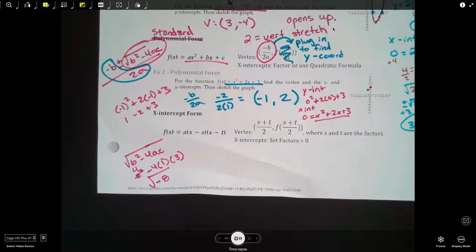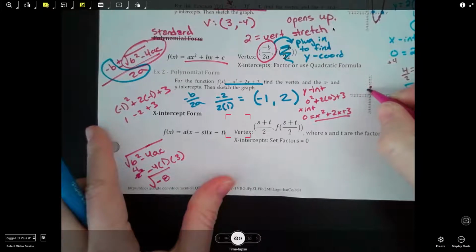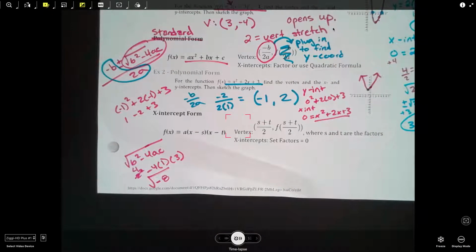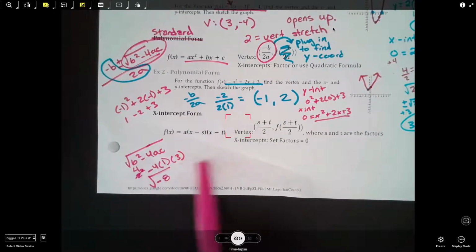It's an i. It's a negative inside the square root, which means no solutions. There is no x-intercept. Yes, it's not going to cross the x-axis, and you can kind of see that by this parabola here. It's not going to have an x-intercept. Okay, we can do that by, what was this called again?